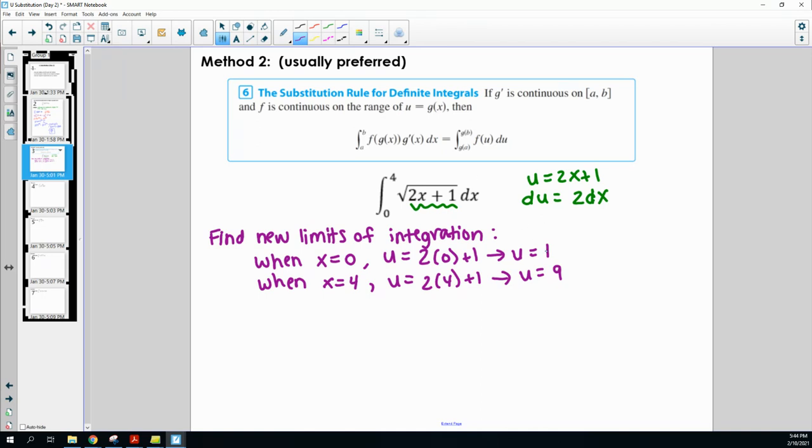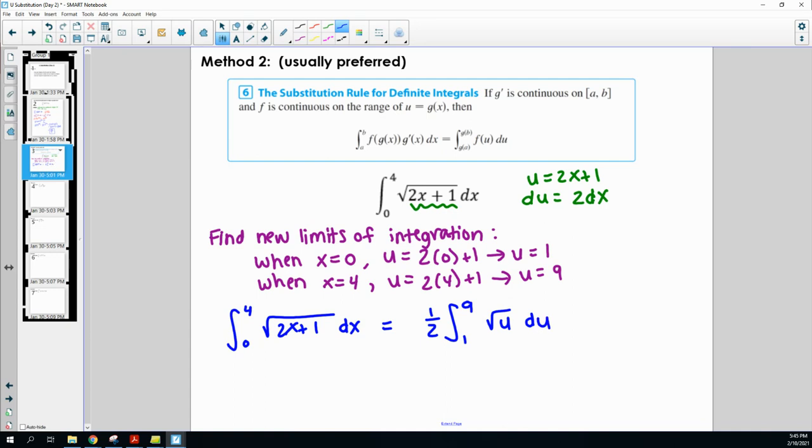You might notice that these values of 1 and 9, we used in the previous method, but at a later point. So what we're going to do here is rewrite this problem. The original problem was the integral from 0 to 4 of the square root of 2x plus 1 dx. But I'm going to change this. I'm going to pull out the 1/2 since I don't have the 2 dx. So instead of 0, I'm going to use 1 as my lower limit, and instead of 4, I'm going to use 9 as my upper limit. Then I have the square root of u du.